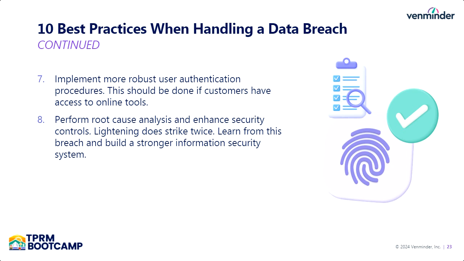Another great best practice is implementing more robust user authentication procedures to your systems. This definitely should be done if customers have access to online tools. Buckle down internally. And then, of course, perform root cause analysis, right? There's that deep audit testing again. You want to enhance your security controls. Lightning can strike twice. So you want to learn from every breach and build a stronger information security system internally as well as with your vendor.